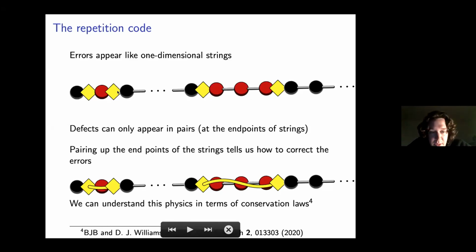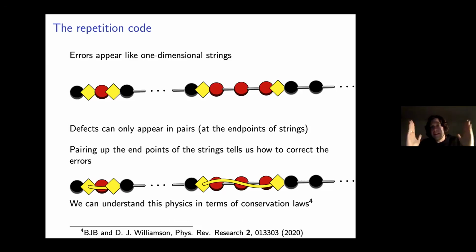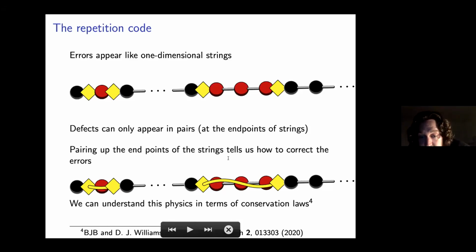So the way I like to think about this, and what's a useful way to think about this, is actually these errors appear like strings. For every error, the bits that are violated live on the ends of a sequence of flipped bits. So here we have just one flipped bit, and it creates defects on its two adjacent sides. And here I've drawn a sequence of flipped bits, and it's created defects at its endpoints. So I really want to think of this sequence of flipped bits as a string, and the defects live at the endpoints of this string.